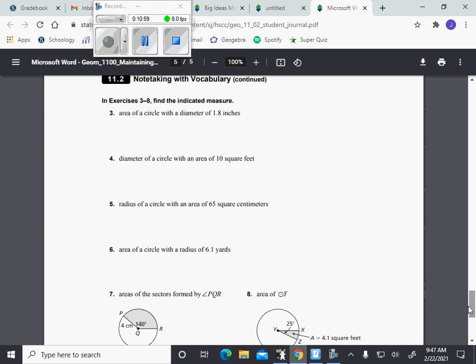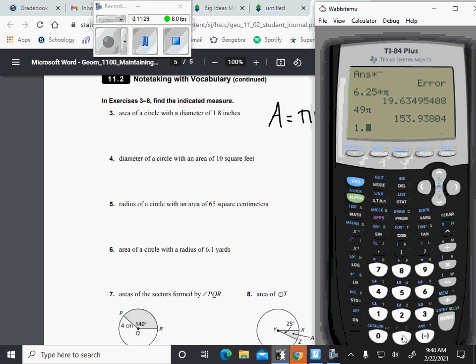Okay, in 3 through 8, we're going to find the indicated measure. We want to find the area of a circle with a diameter of 1.8 inches. So A is equal to pi r squared. And what we have is a diameter of 1.8. So we have to take 1.8 divided by 2. That's going to get us r, so we're at 0.9.